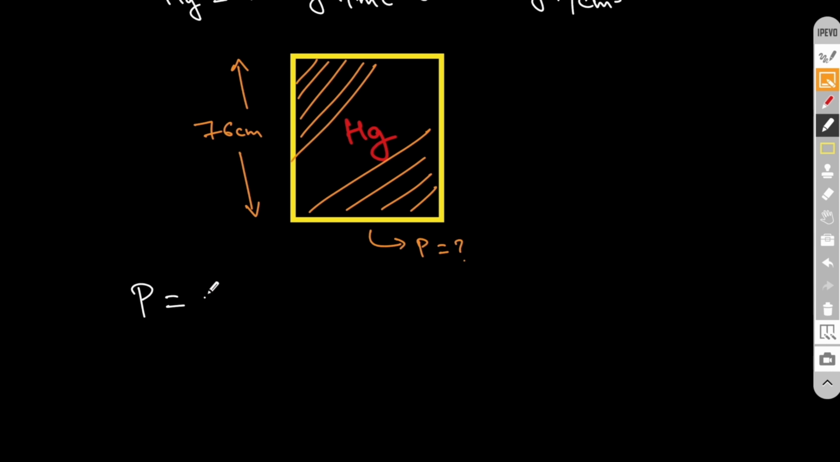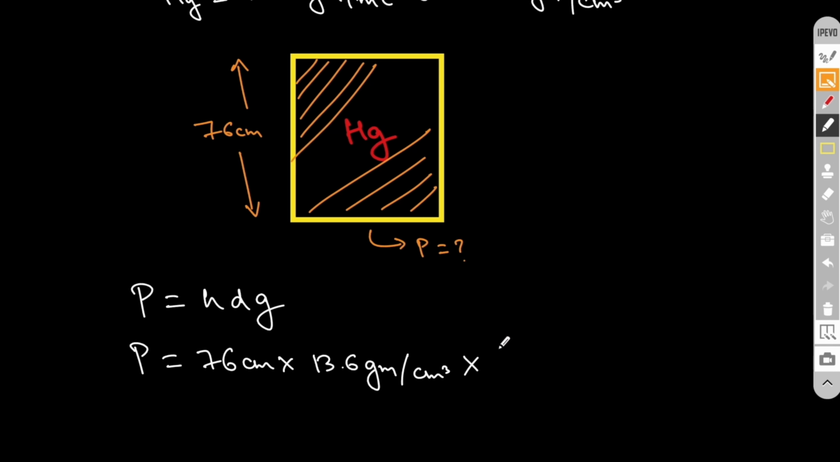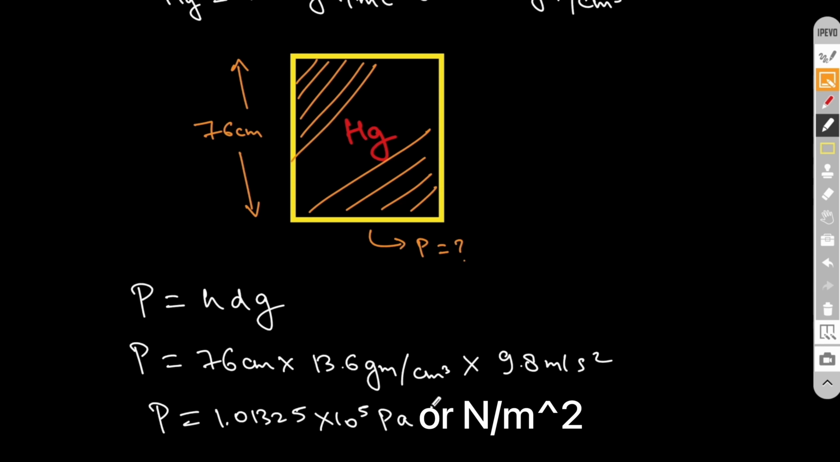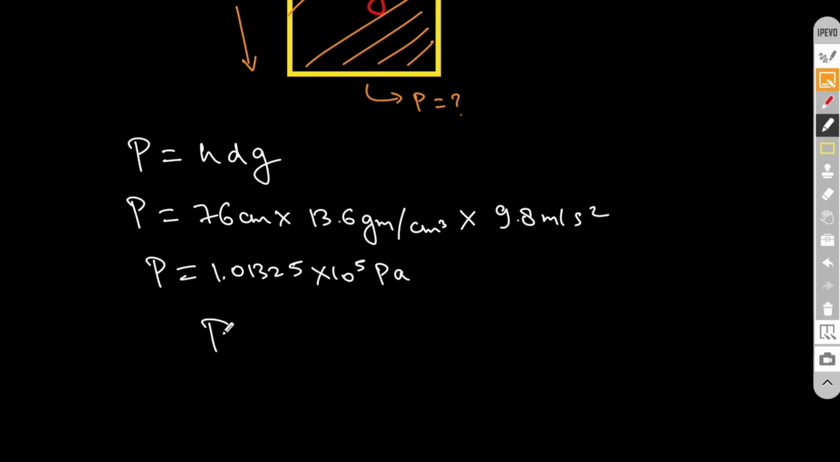We have already discussed the formula. It's H times D times G. What is H? It is the height of mercury column, which is 76 centimeter, multiplied by density, which is 13.6 gram per centimeter cube in case of mercury. Also, what is acceleration due to gravity? 9.8 meter per second square. On converting all this into SI unit and on further solving, we will get pressure is equal to 1.01325 into 10 raised to the 5 Newton per meter square or in pascals.